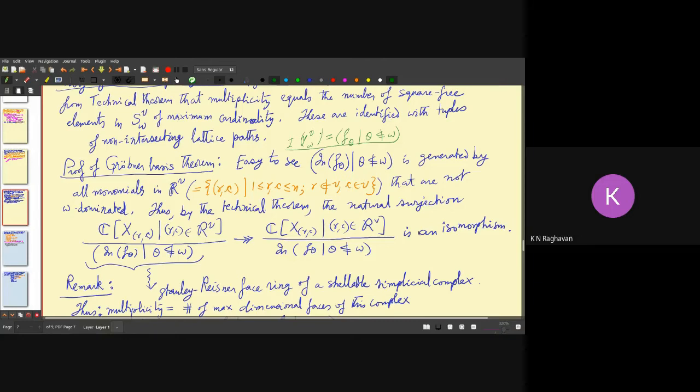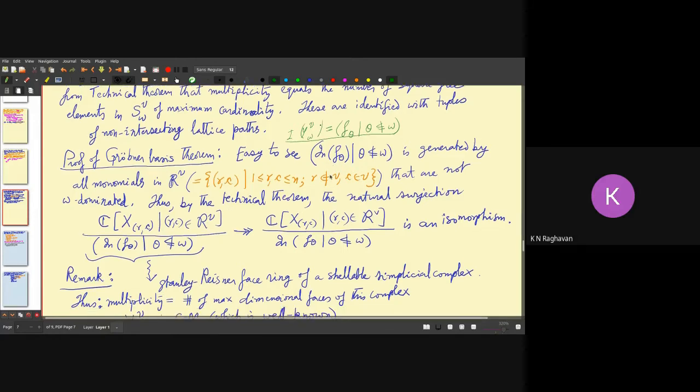But this is going to be an isomorphism because of the following reason. The fact that these F thetas cancel all the things that are not W dominated will mean that what remains here are only the W dominated ones. And by the technical theorem, we've already shown that the number of those W dominated is actually the Hilbert function here. So it follows that the ideal here cannot be any bigger than this ideal. If it were, then we would get a contradiction to the technical theorem. So it follows very easily from the technical theorem that these form a Grobner basis in the anti-diagonal term order.